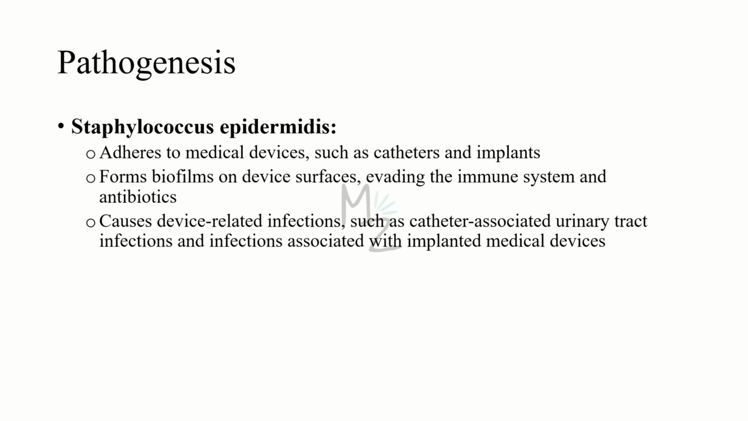Pathogenesis of Staphylococcus epidermidis. It adheres to medical devices such as catheters and implants, and it then forms biofilms on those device surfaces and evades the immune system and antibiotics. Then it causes device-related infections like catheter-associated urinary tract infections and infections that are associated with implanted medical devices like prosthetic hip joints or prosthetic heart valves.